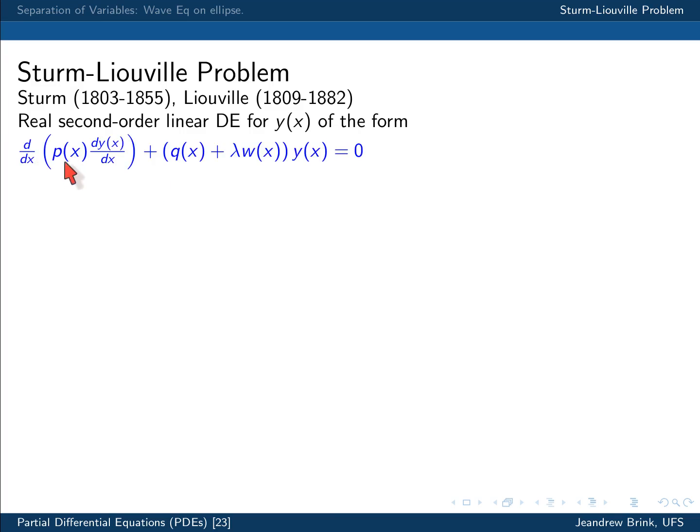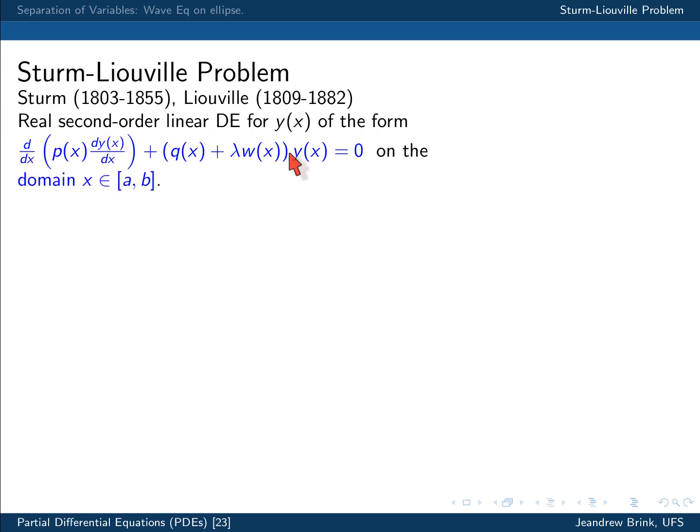So you have d/dx of some function p(x) multiplied by the derivative of y with respect to x. So effectively, this bracket contains a second derivative of y, plus another potential function q(x), plus lambda, which is a constant, but it's not a constant that's fixed a priori. It is actually fixed by finding the solution of the problem, times another function omega of x, which they often call the weighting function, the reason for which will become obvious later, multiplied by y of x, which is the unknown that you're looking for.